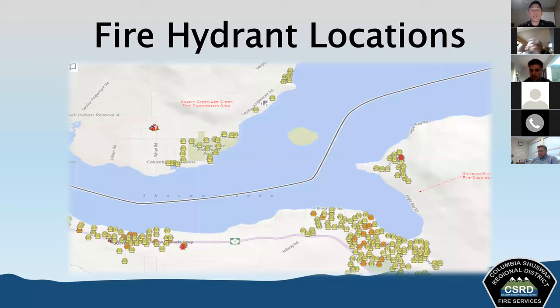So now that we have hydrants, we need to know where they are. The map I put up here is a nice little area that shows the Scotch Creek, Lee Creek area and the Chippewa Fire Department area. Using our wonderful CSRD mapping, you can see that we have a number of hydrants in those two areas.